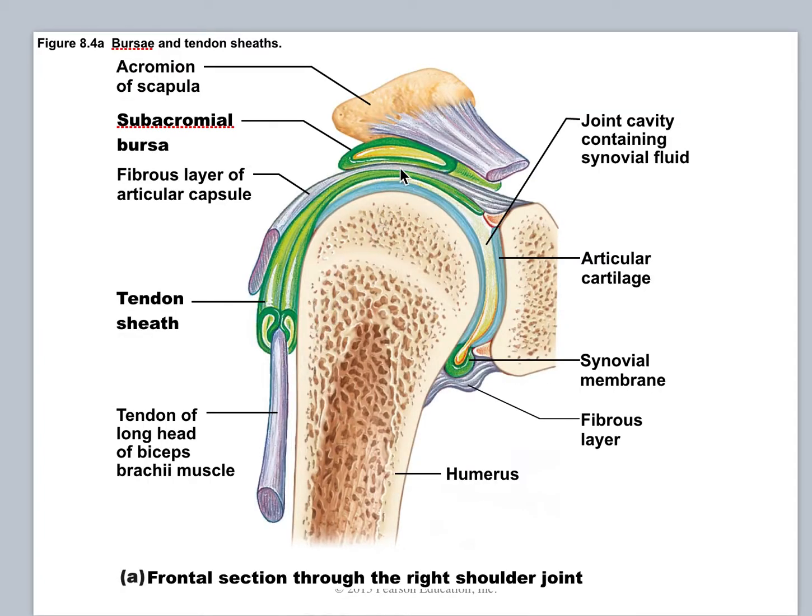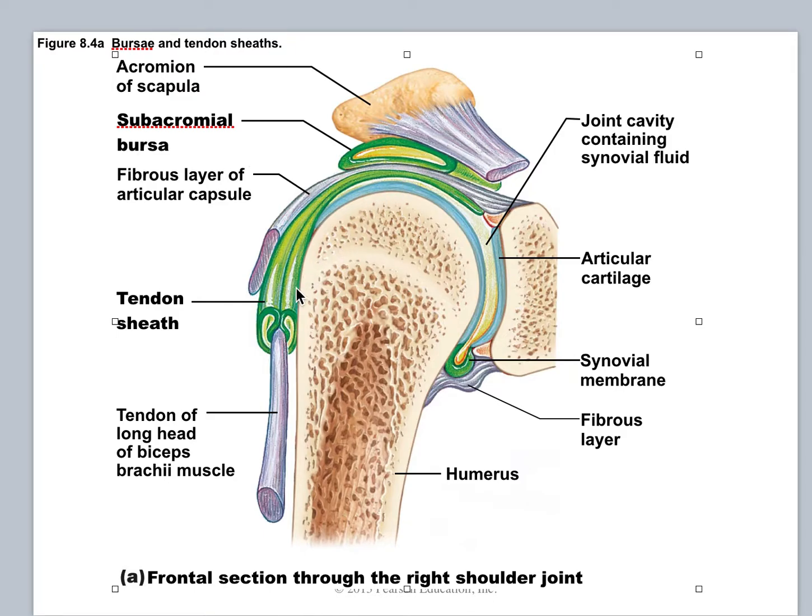Here's a picture of a bursa, the subacromial bursa. Here is his arm as it abducts. This is the humerus in the glenoid cavity. His arm swings out, and there's movement in here. This bursa prevents the joint from sticking, and ensures a smoother movement.